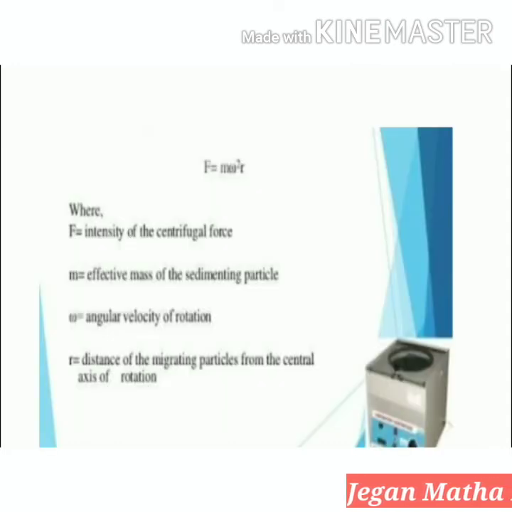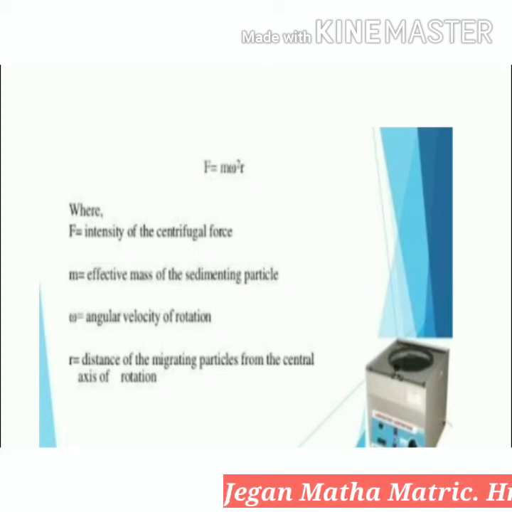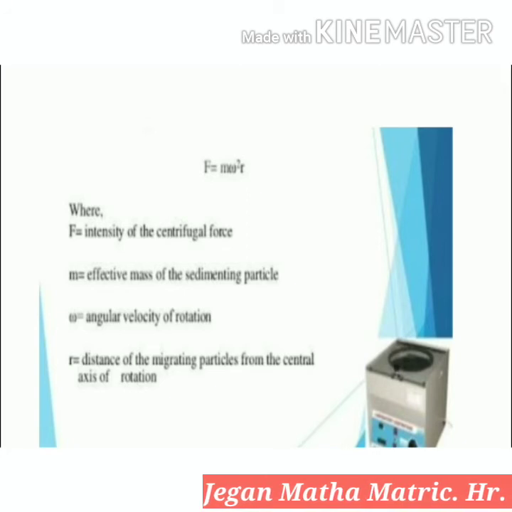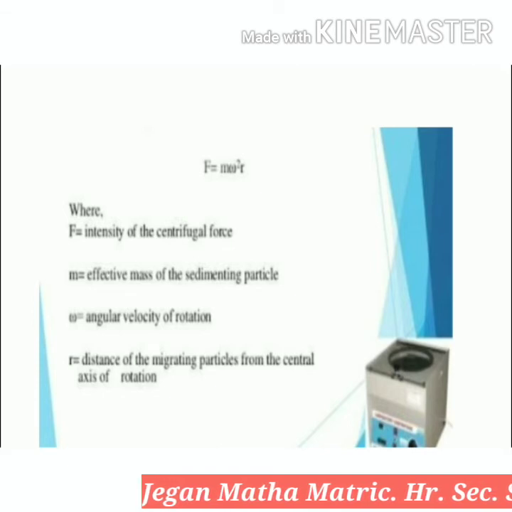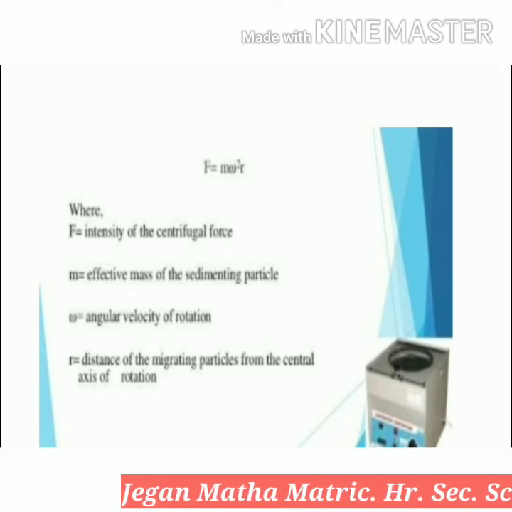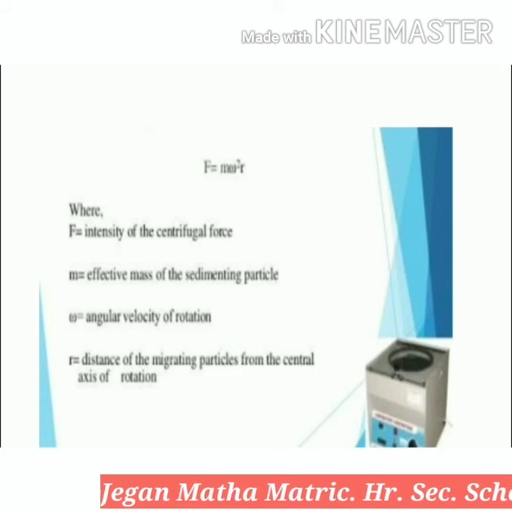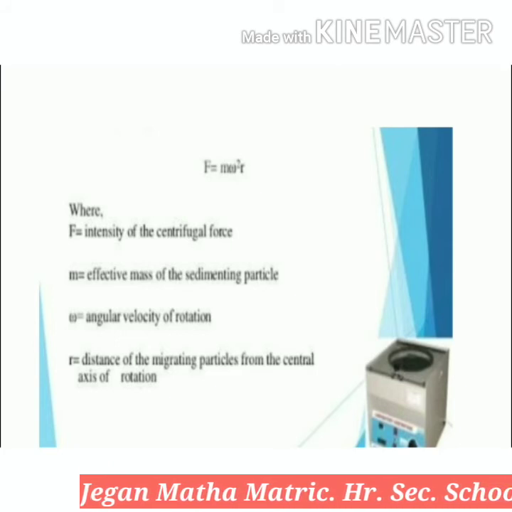This is the formula for using the centrifugal method. F equal to m omega squared r, where F is equal to the intensity of the centrifugal force, m is equal to the mass of the particle, omega is the angular velocity of rotation, and r is the distance of the particle from the axis of rotation.